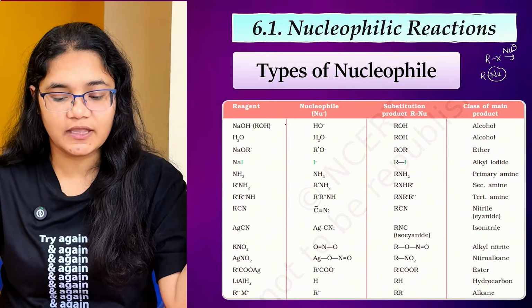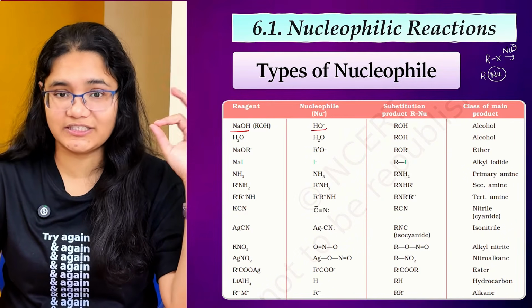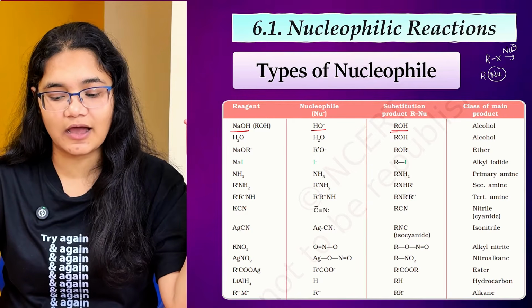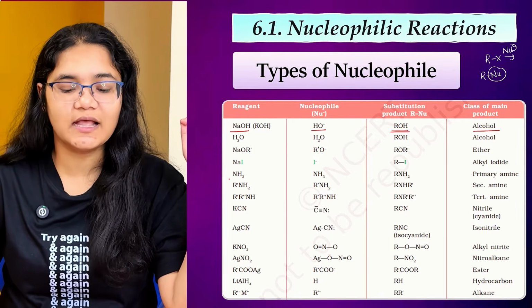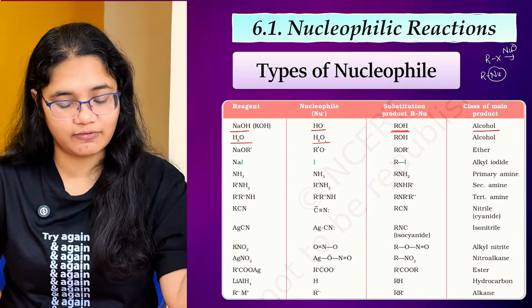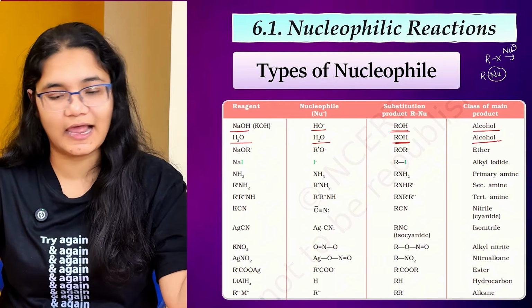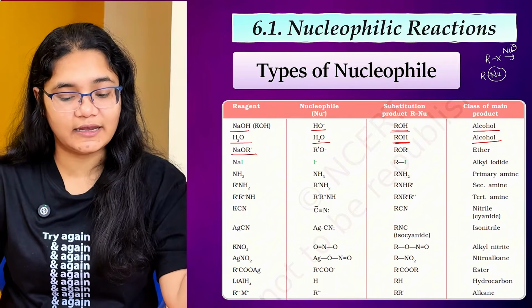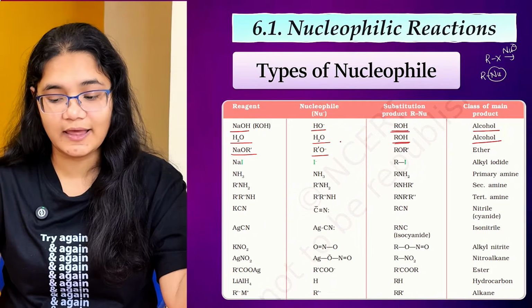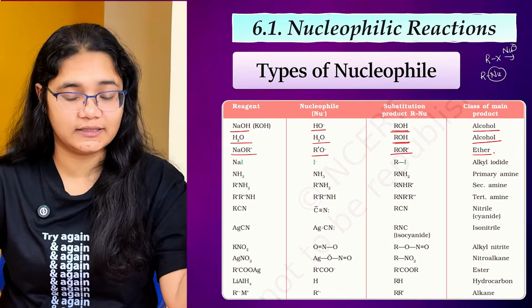So let's see. If you use NaOH as a reagent, it will give you the nucleophile OH minus, and what will be the product? In this place of Nu, I will add OH, giving ROH, which is an alcohol. Similarly, if you use water as a reagent, H2O is a nucleophile, and that will also attack on this R, and you will get alcohol. Similarly, you can have NaOR as a reagent that will give you RO minus as a nucleophile, and this can attack on R to give you ROR' or ether.